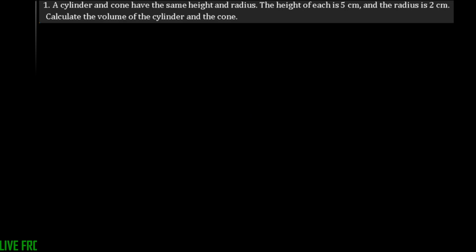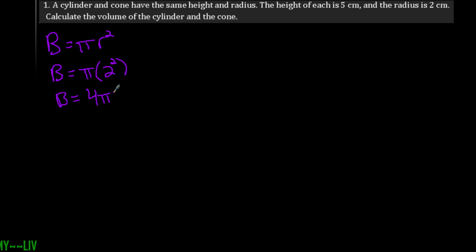Let's say we have big B. It's going to be the area of the base for both of those because they have the same height and radius. So we're going to say radius squared times pi is going to be our area of the base. So this is going to be pi times, the radius is 2, so 2 squared, which means the area of each of those bases is going to be 4 pi.